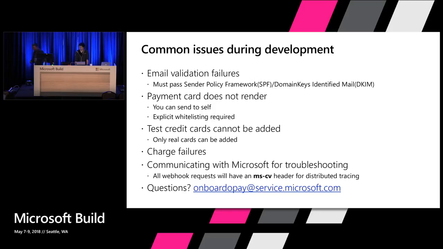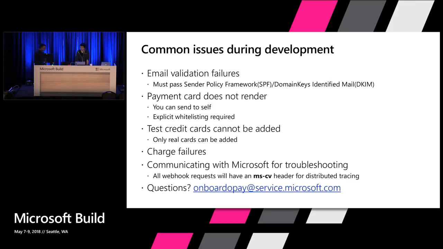DKIM, or DomainKeys Identified Mail, ensures that the integrity of the mail content is preserved. So headers and bodies are signed by the sending server. These are validated for security reasons on our side, and we only display the card when both these SPF and DKIM checks are passed. The other thing we see is that the payment card doesn't render. When you start the development experience, the only thing that we allow is that you send the markup to yourself. If you send the markup to someone else, it will not render because you are not whitelisted. That is a common issue.